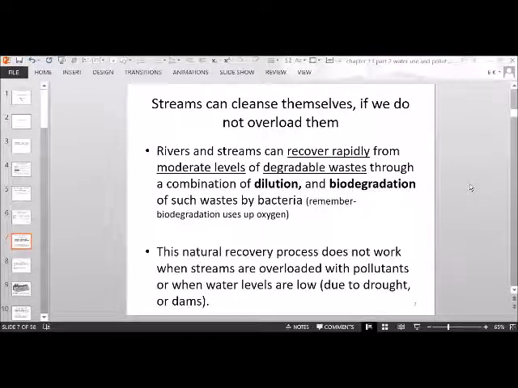The natural recovery process of streams that get polluted does not work when the streams are overloaded with pollution or when water levels are low. And water levels can be low due to drought or damming of the rivers, which we talked about last class. And again, the waste has to be biodegradable, otherwise the recovery will not happen.